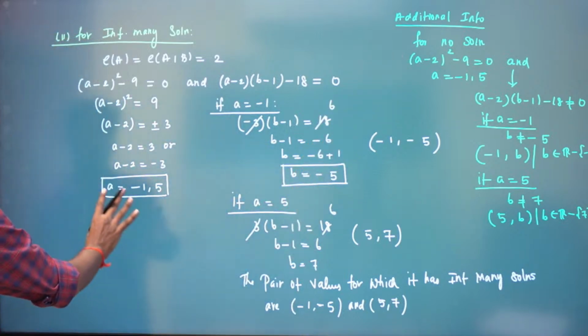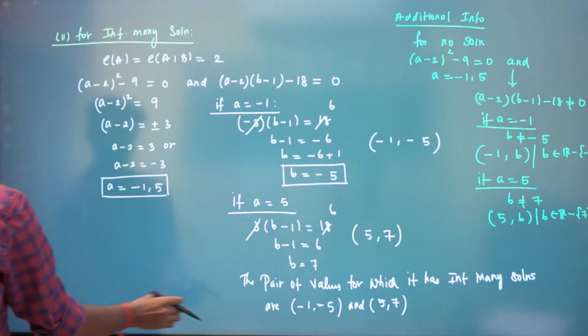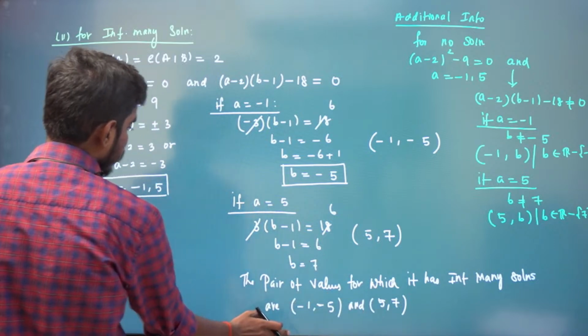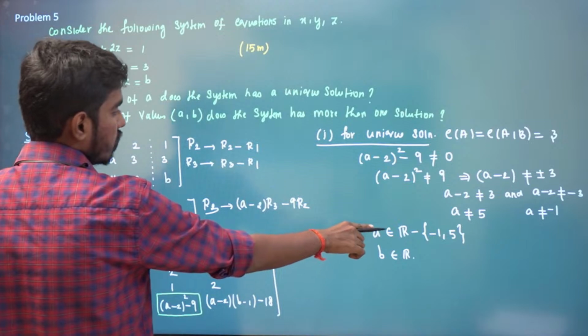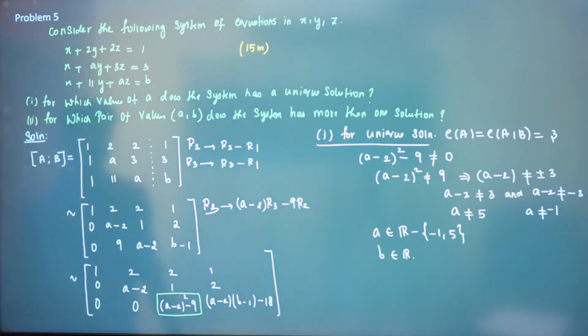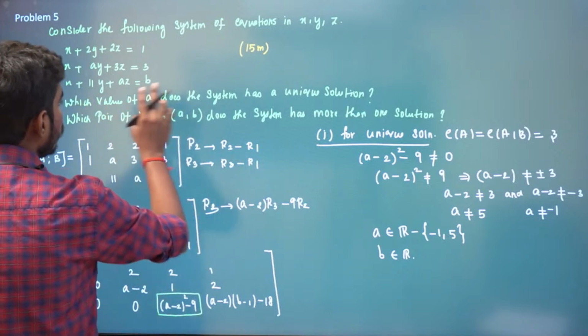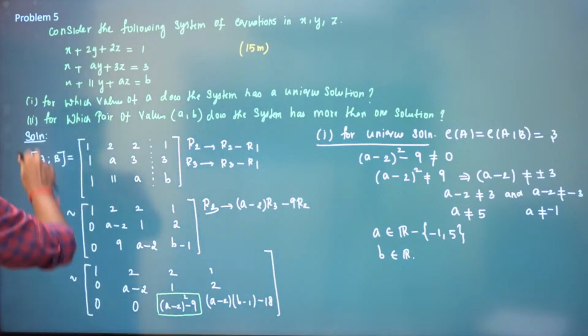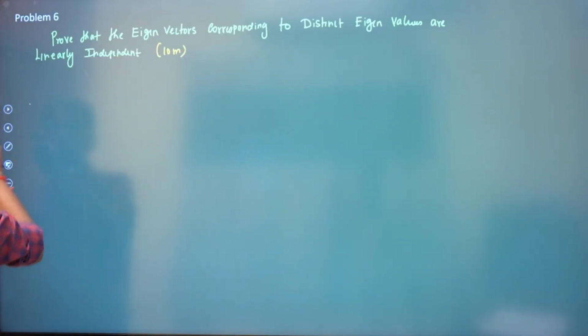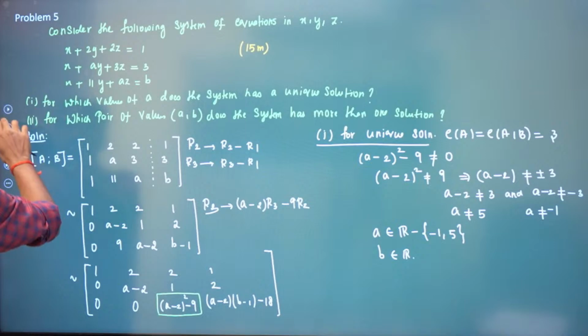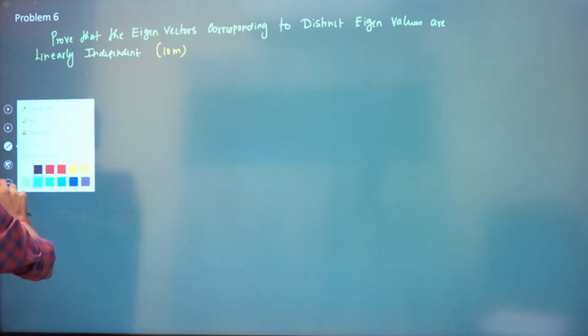Okay, so for this problem, the answer will be (-1, -5) and (5, 7) for this one, and for this one, A belongs to all real numbers except -1 and 5, B belongs to real numbers. But they haven't asked B; for what value of A only they are asked. Okay, so we'll move on to the final problem. See, very simple problem. It carries 15 marks. So we'll move on to the last problem.